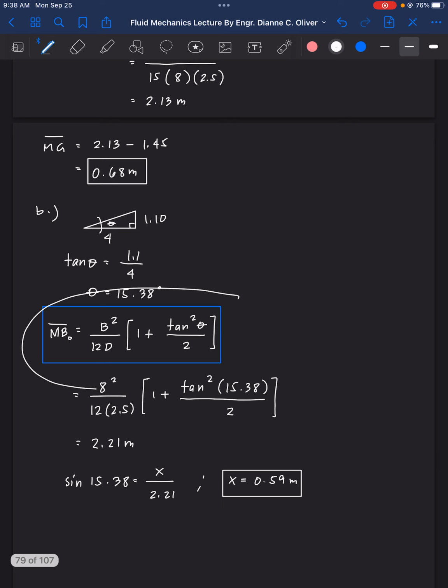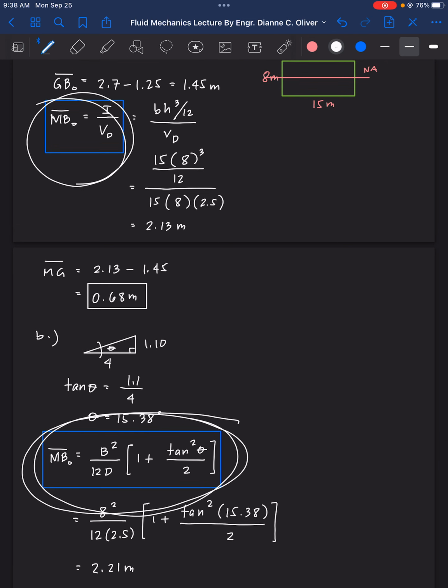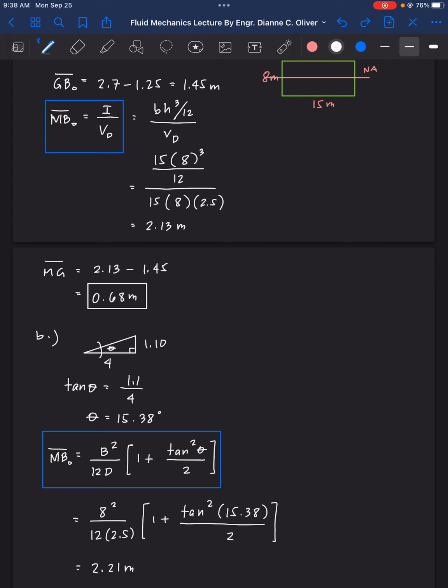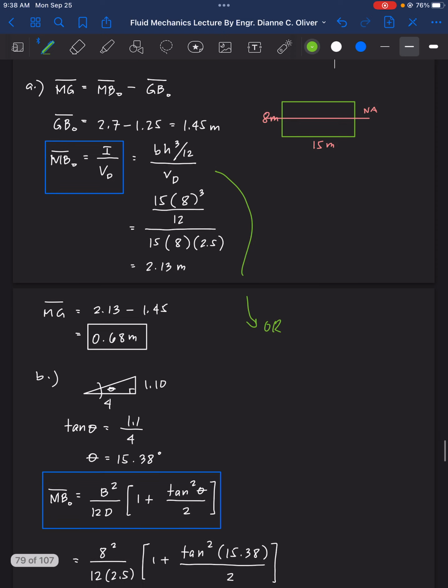Can we use this formula in getting the value for MBO in the upright position? Yes, we can use that if we put the value for theta equal to 0 because it's in the upright position. So MBO is equal to 8 squared over 12 times the draft 2.5, times 1 plus tangent squared 0 over 2. So what is MBO?